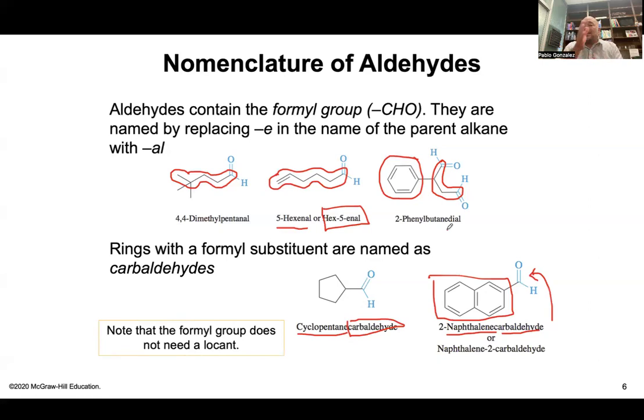You can have a carbonyl in the middle of a chain, but then it's going to be a ketone. It's not an aldehyde. To be an aldehyde, it needs to be at the end. And because it's going to be at the end, that position always going to be number one. So that's why you don't need to number that aldehyde or that formyl group.